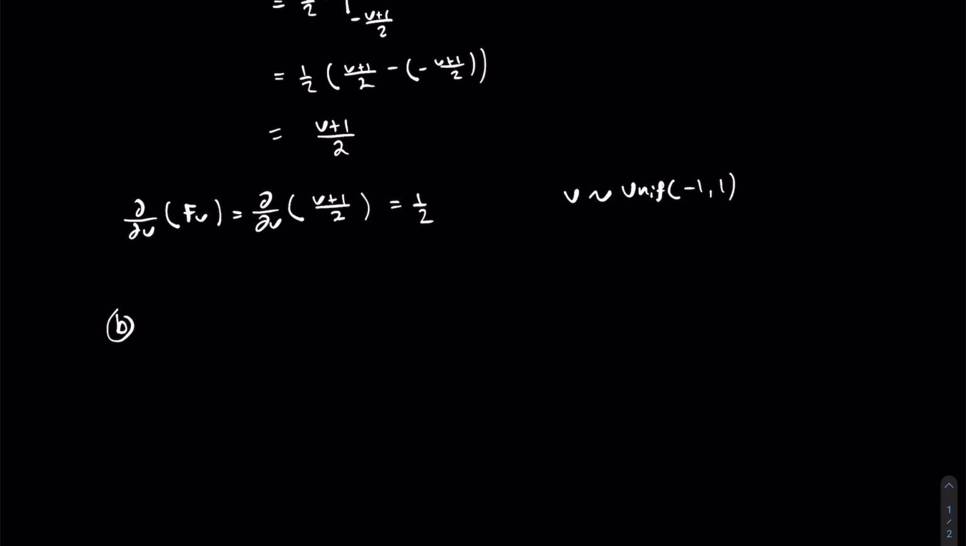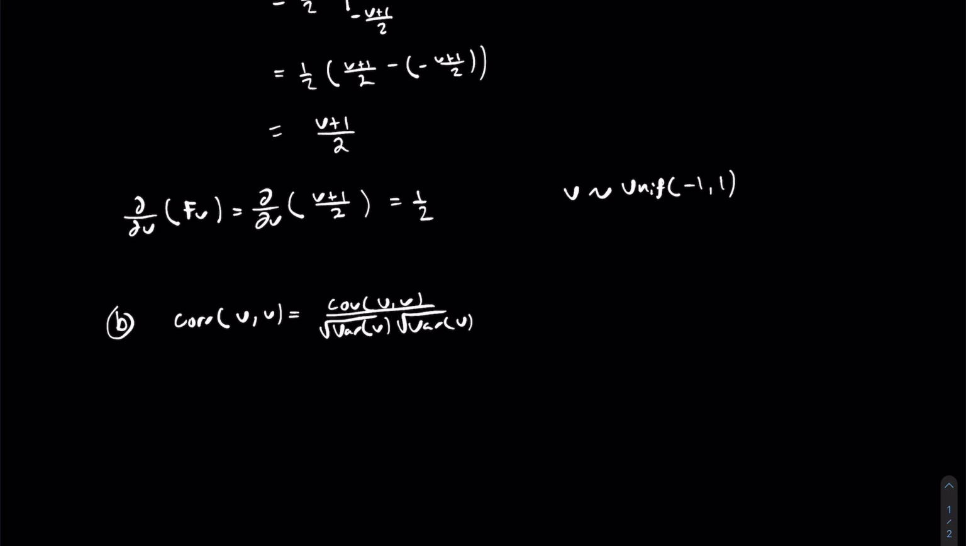So here, the correlation of U and V is the same as the covariance of U and V divided by the standard deviation of U and the standard deviation of V. So let's think about what the covariance of U and V is here.